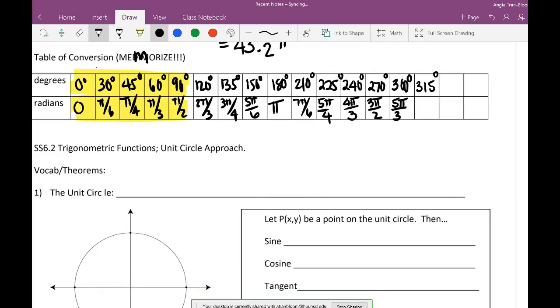Divide by 45 perfectly. How many times? 7. So this is 7 pi over 4. Next one is 330. Divide by which one? 30? Perfectly how many times? 11. So this is 11 pi over 6. And last one, we're back at 360. We just went a full revolution.